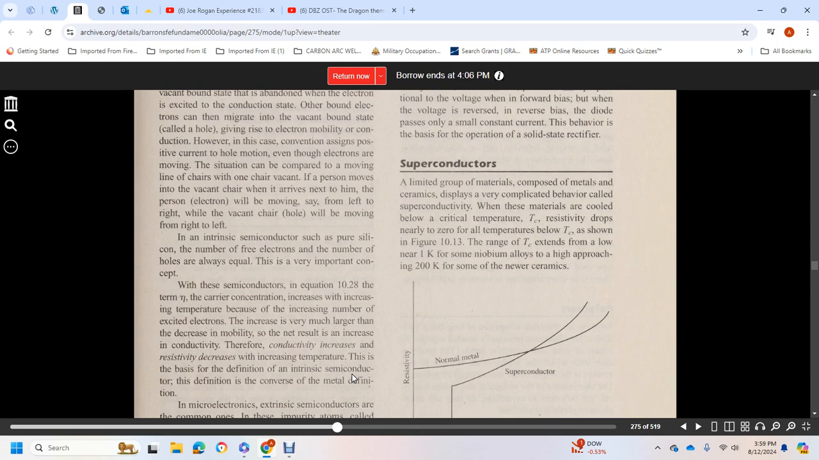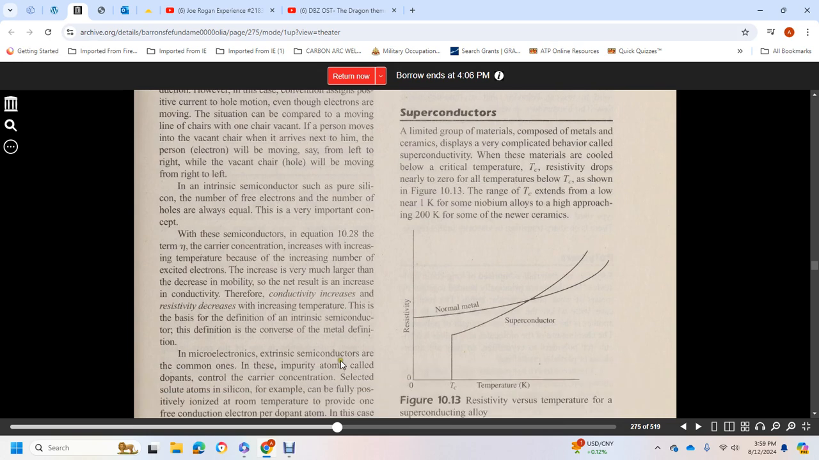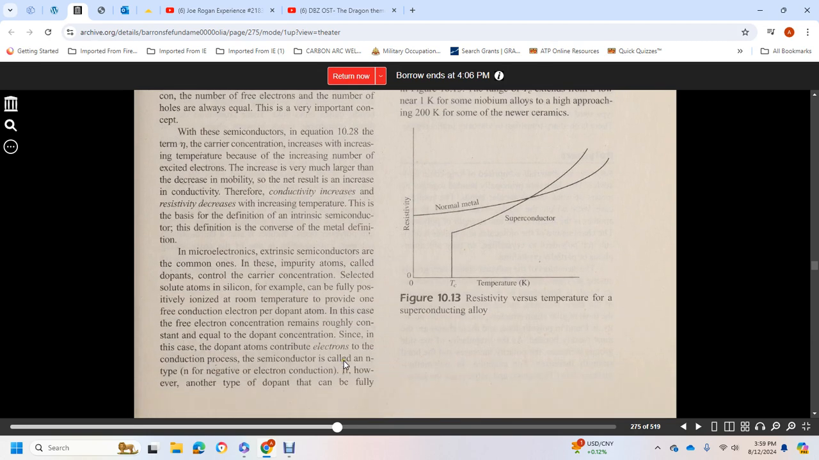In Equation 10.28, the term n, the carrier concentration, increases with increasing temperature because of the increasing number of excited electrons. The increase is very much larger than the change in mobility, with the net result that the conductivity increases. Therefore, as the conductivity increases, the resistivity decreases with temperature. This is the basis for the definition of the intrinsic semiconductor, the converse of the metal definition, in microelectronics.